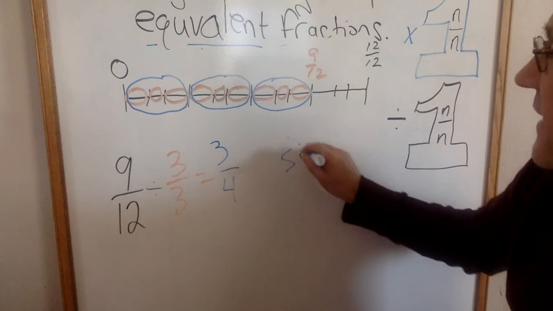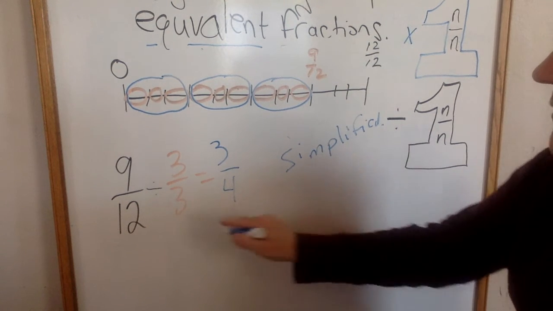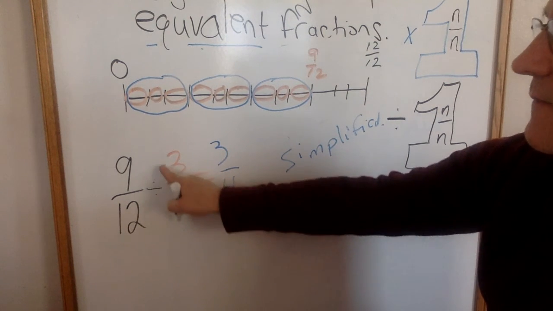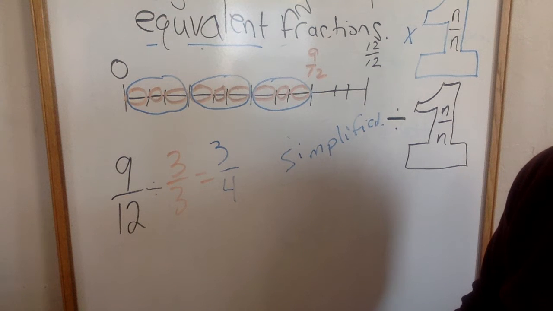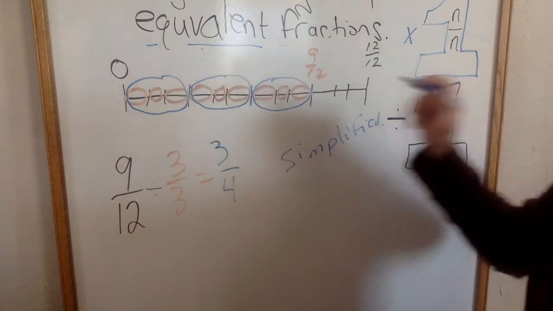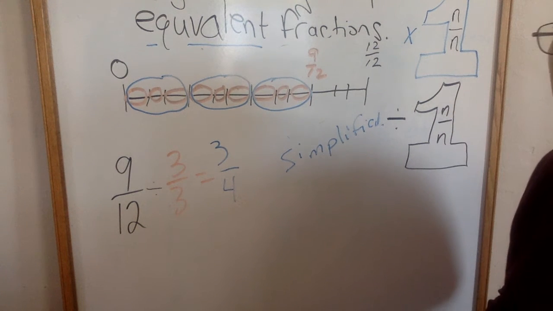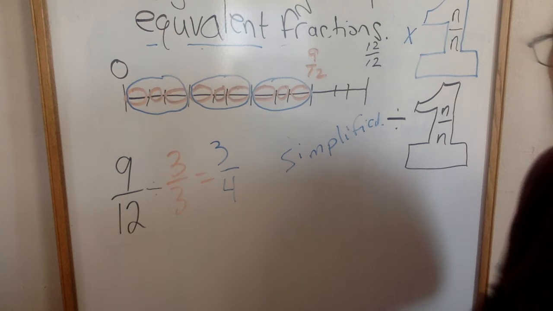I what's called simplified by using a divisor of 3 and 3 for my numerator and my denominator. I divided them both by the same number. I get equivalent fractions by multiplying by 1 or dividing by 1 in the form of a fraction.